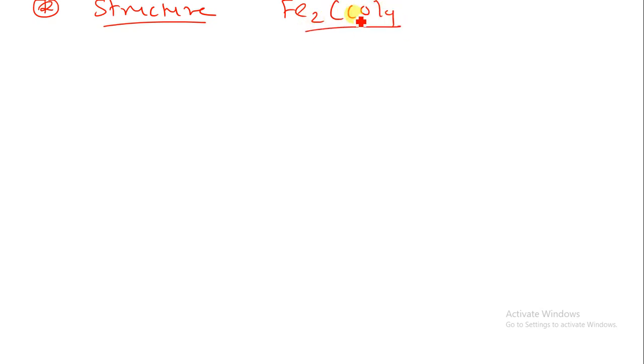Now the third important point: in any metal carbonyl you have to study its structure. So let us understand its structure. For this we have to remember that this Fe2(CO)9 has Fe as the central metal atom.